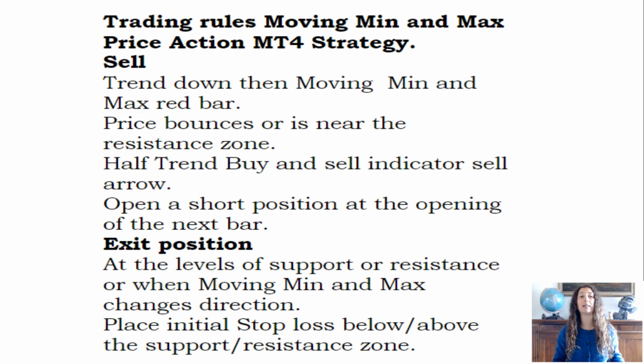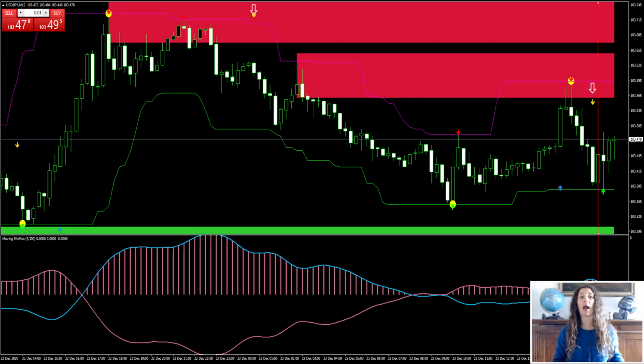Sell: trend down, so the Moving Min and Max shows a red bar. Price bounces or is near the resistance zone. The Half Trend Buy and Sell indicator shows a sell arrow. Open a short position at the opening of the next bar.